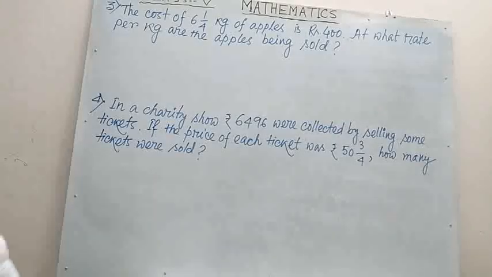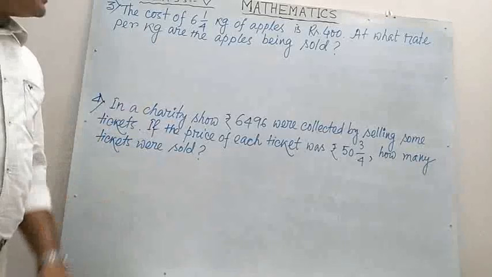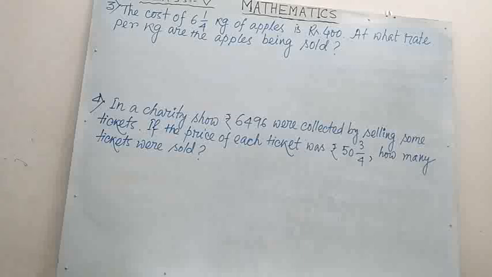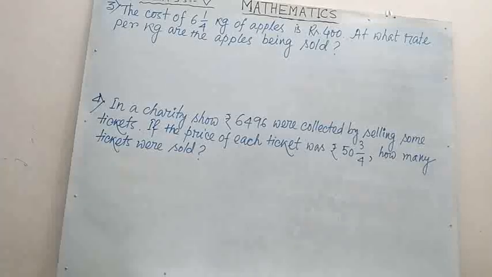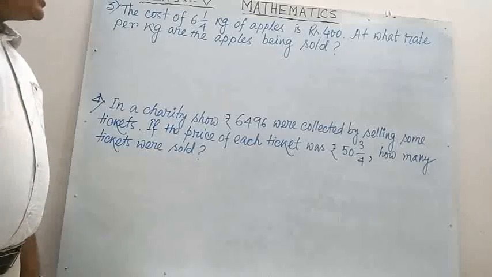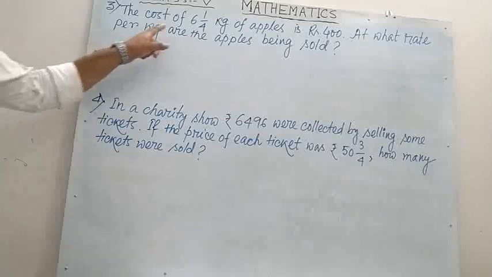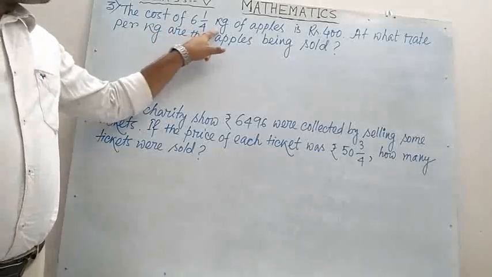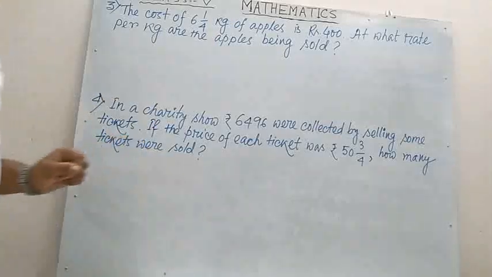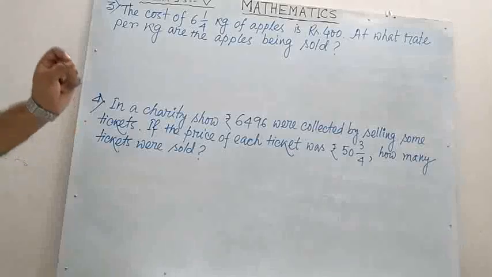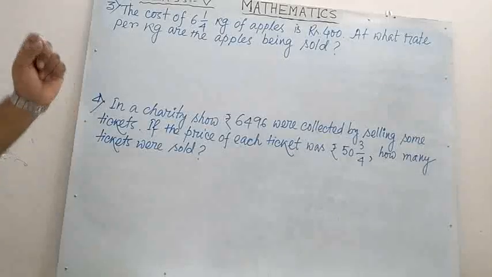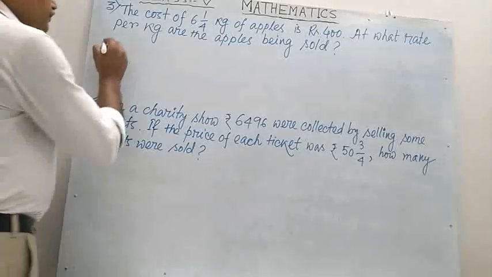Next, number 3. The cost of 6 wholes of 1/4 kg of apples is rupees 400. At what rate per kg are the apples being sold? So the cost of 6 wholes of 1/4 kg of apples is rupees 400. We have to find out the cost of 1 kg apple.